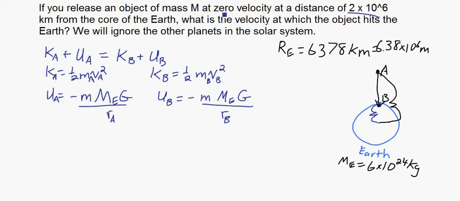It's released with zero velocity. So our V of A is 0, so this whole value here is 0. KA is insignificant in this problem. It's of no use to us.